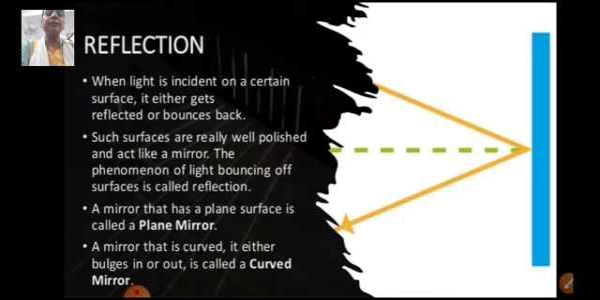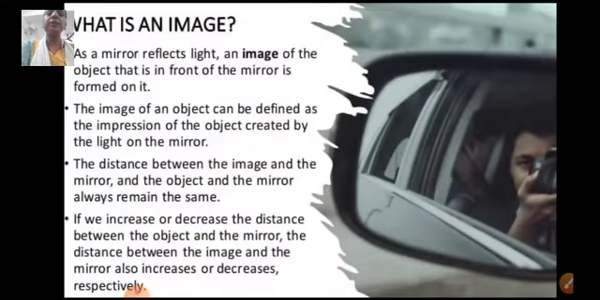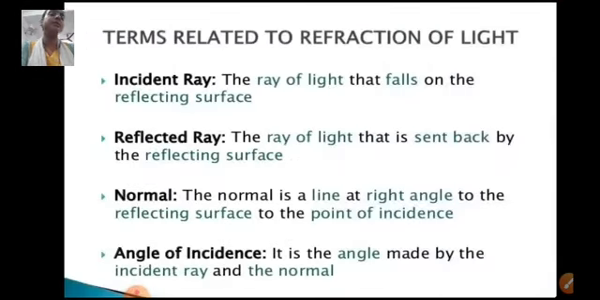A mirror that has a plain surface is called a plane mirror, whereas some other mirrors will have curved surfaces. Such mirrors are known as curved mirrors. Now what is an image? As a mirror reflects light, an image of the object that is in front of the mirror is formed on it. The image of an object can be defined as the impression of the object created by the light on the mirror. The distance between the image and the mirror and the object and the mirror always remains the same. If we increase or decrease the distance between the object and the mirror, the distance between the image and the mirror also increases or decreases respectively.